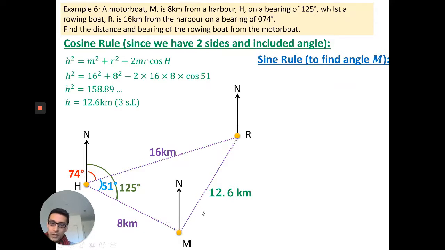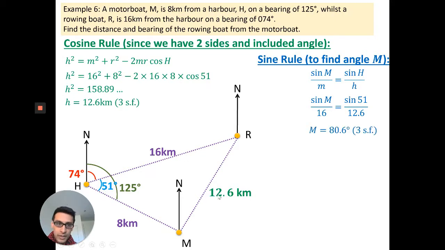And then the second part of this is we're going to use the sine rule to find angle M. And we're going to have to actually figure this out, because we don't use the whole angle. We have to work out what's clockwise from north. So first of all, sine M over M is equal to sine H over H. So sine M over 16 equals sine 51 over 12.6. You rearrange it, and you know that M is 80.6.